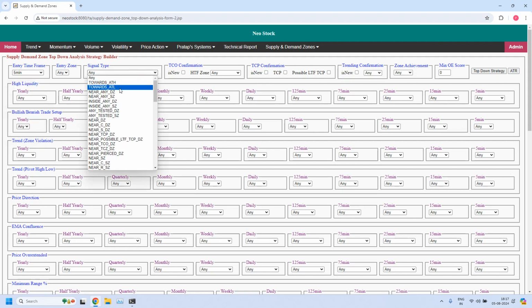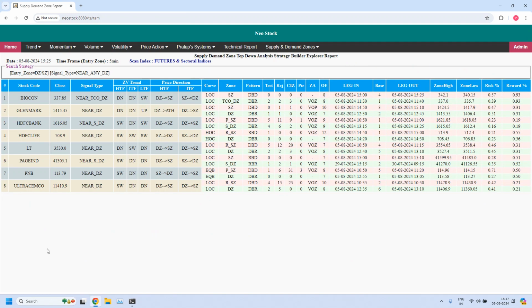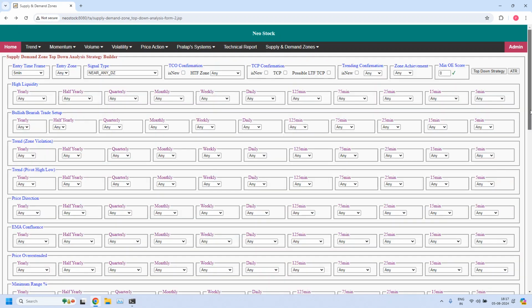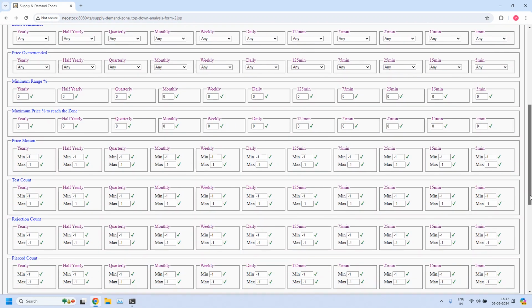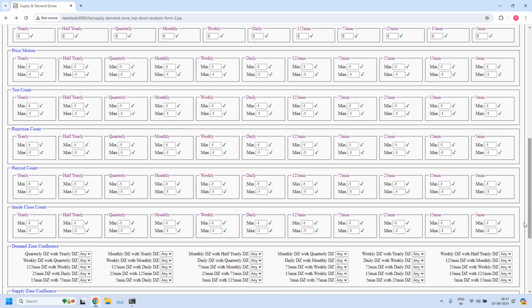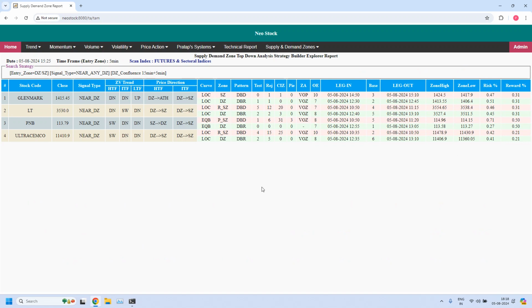Let us find the stocks near the 5 minutes demand zone. 8 stocks are filtered. Out of these 8 stocks, how many are having confluence with the 15 minutes time frame? Let us check. So 5 minutes demand zone with 15 minutes demand zone confluence I am enabling. Let us filter. Now the list has come down to 4. So that means all these 4 stocks are having confluence with the 15 minute zone.